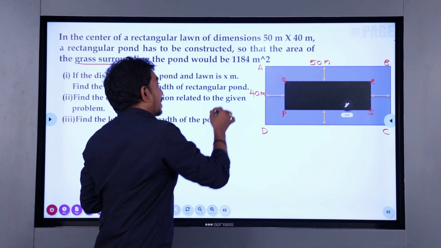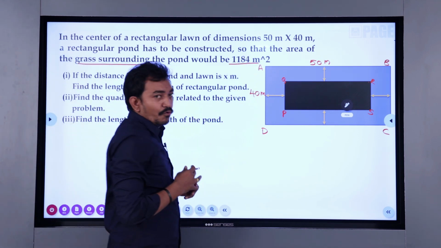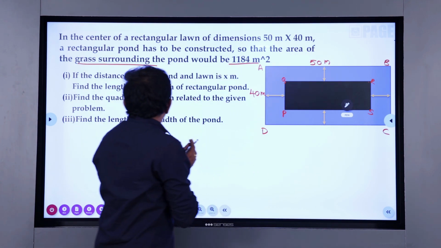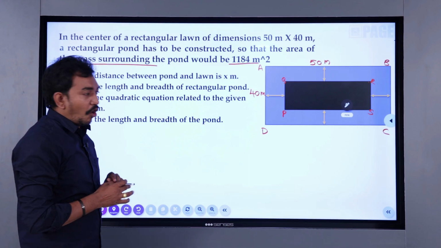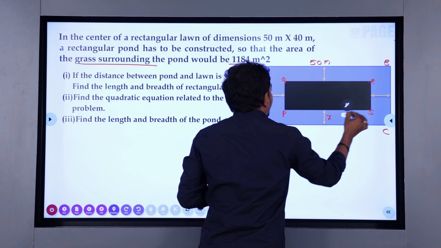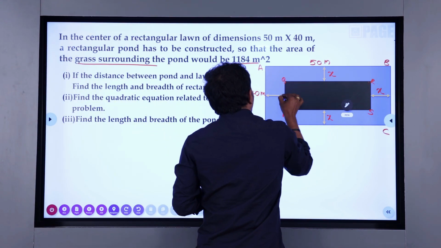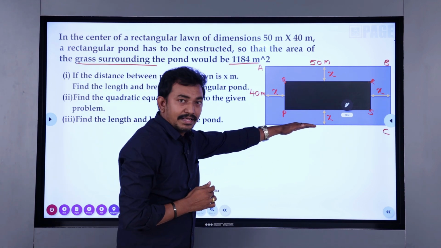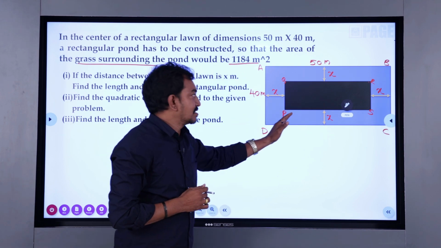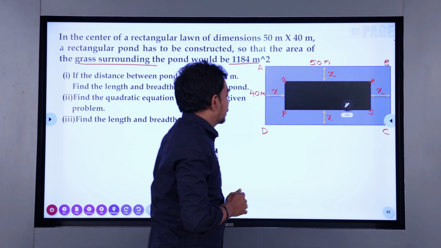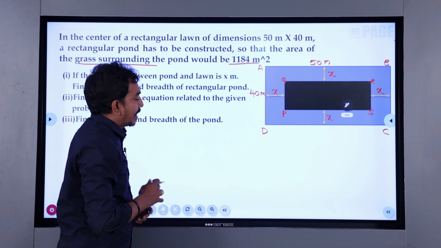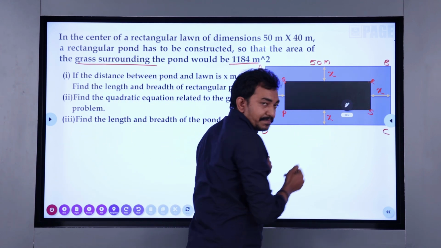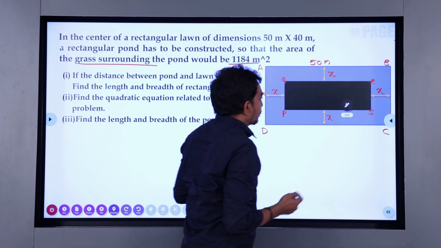And that grass area is given as how much, dear students? It is given as 1184 square meters. And let's take the distance between the pond and the lawn in all dimensions as some x meters. So we have considered the distance between the lawn and the pond as x meters in all dimensions, because it is uniformly spread, right? Let us try to find the length and width of this pond.